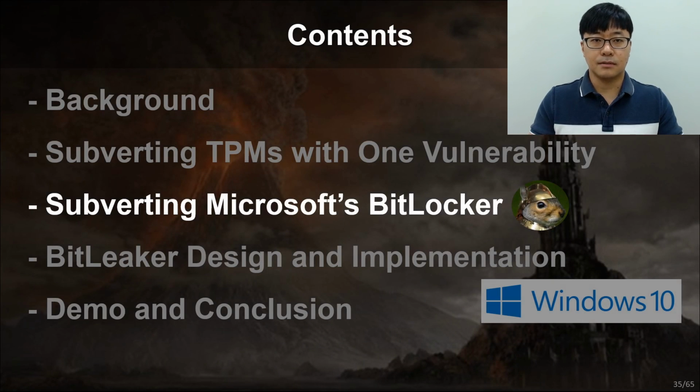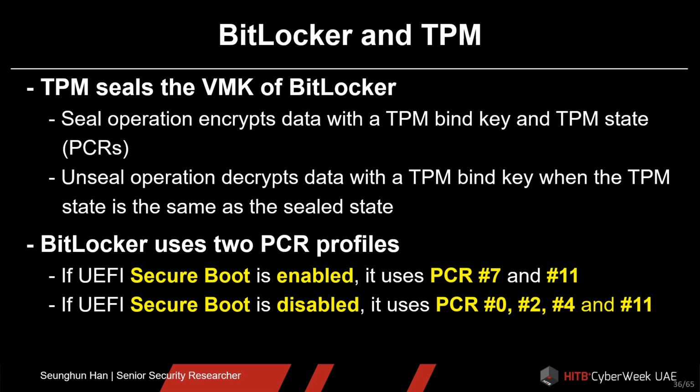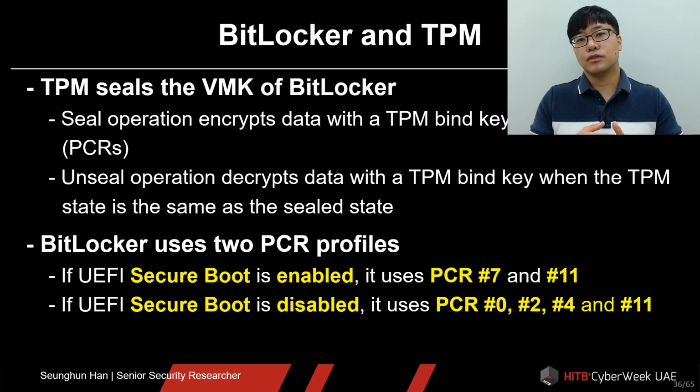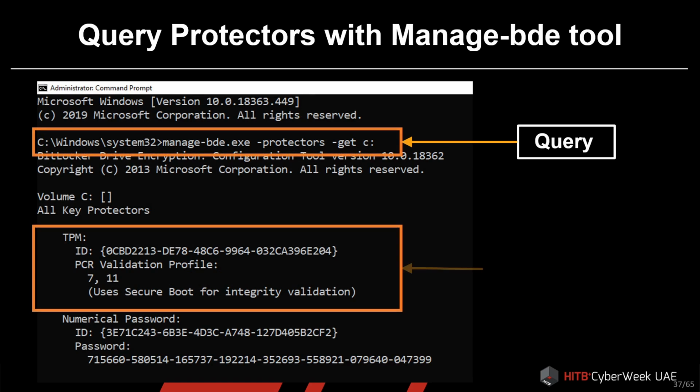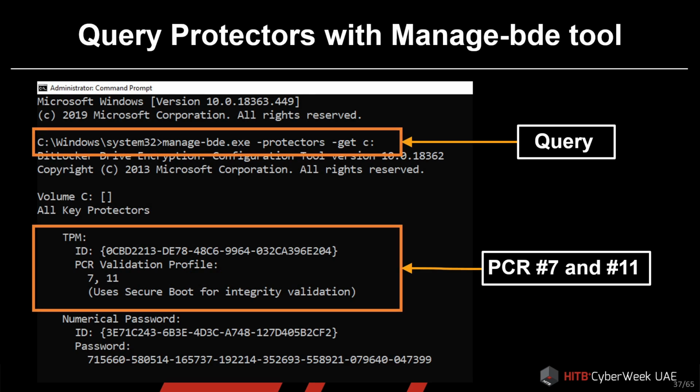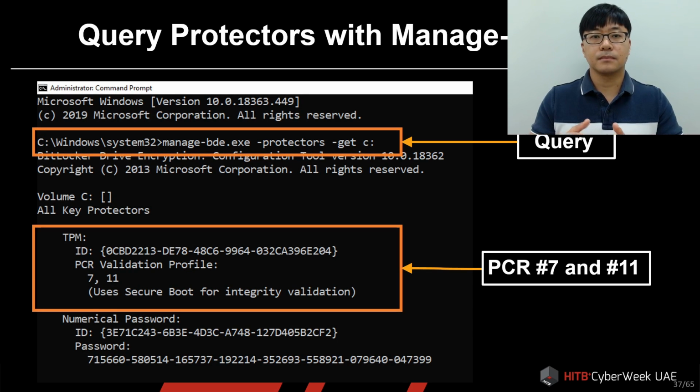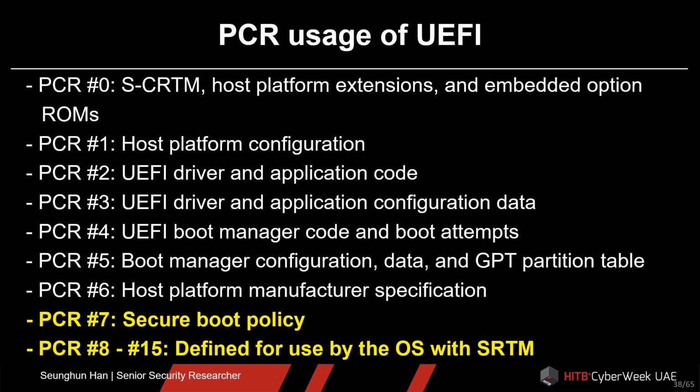Subverting Microsoft BitLocker. As I mentioned earlier, the TPM protects the VMK of BitLocker. BitLocker uses two PCR profiles. If UEFI secure boot is enabled, it uses PCR number 7 and 11. If UEFI secure boot is disabled, it uses PCR numbers 0, 2, 4, and 11. If you want to know the profile, you can see it with the manage-bde tool like below. This machine uses PCR number 7 and 11.